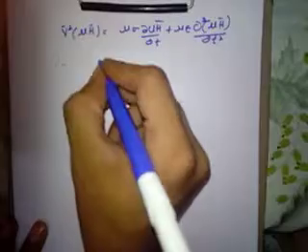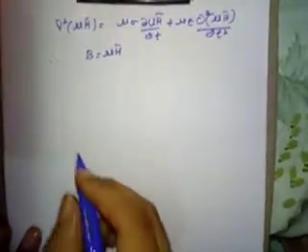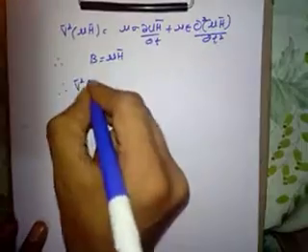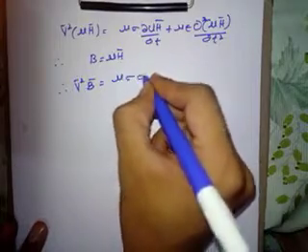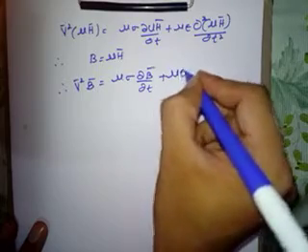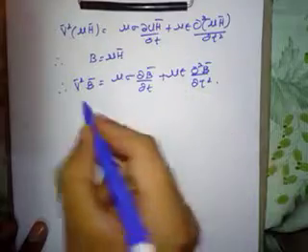Therefore we have, what is B? B is equal to μ into H̄. B is μ into H. Therefore we have ∇²B̄ is equal to μσ ∂B̄/∂t plus με ∂²B̄/∂t².